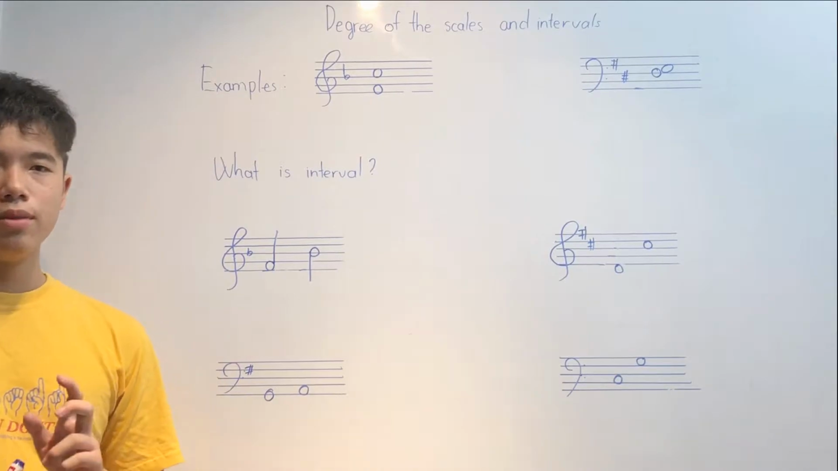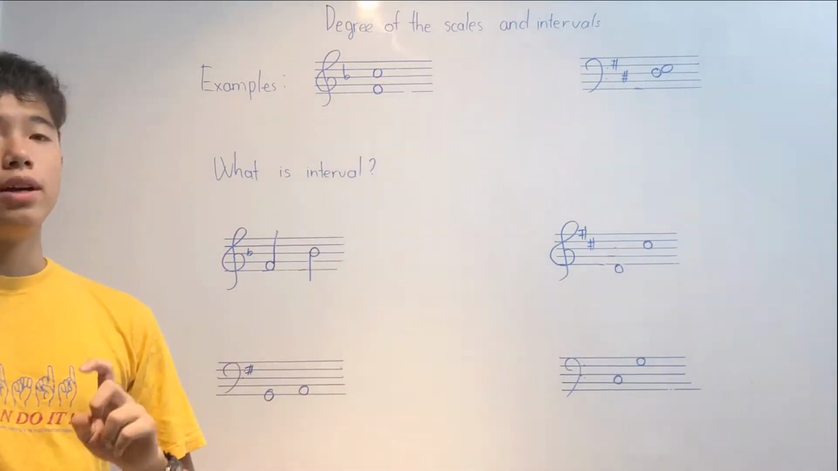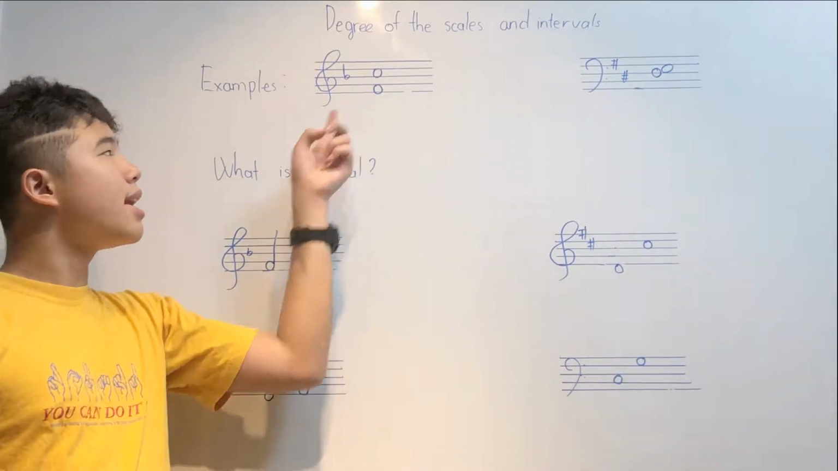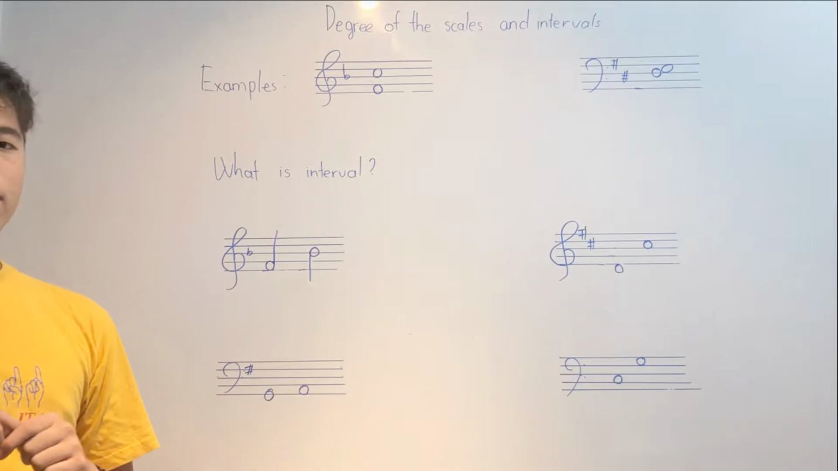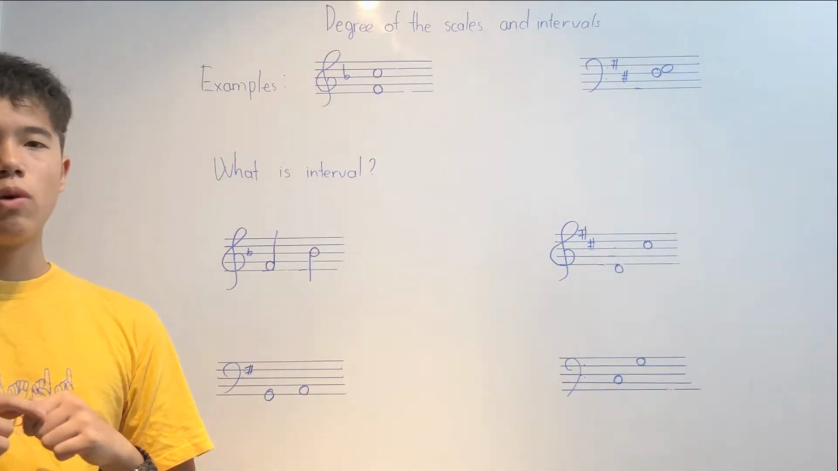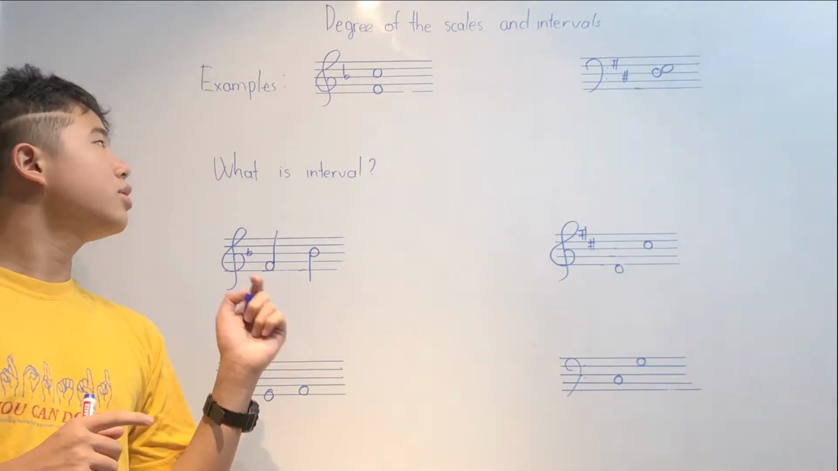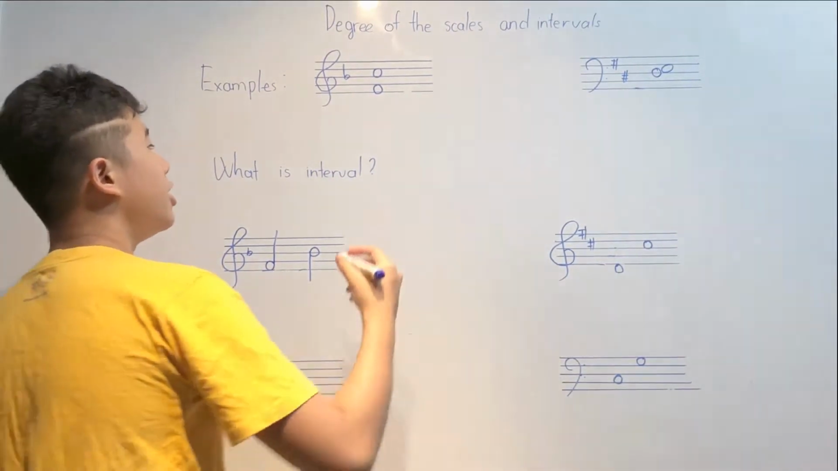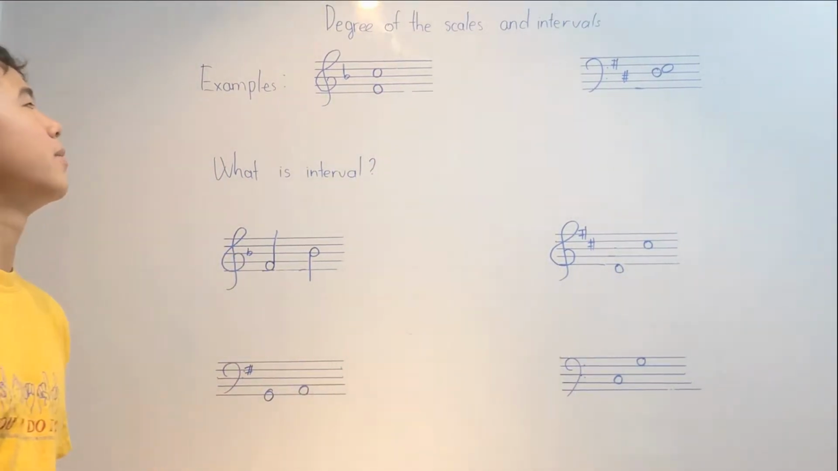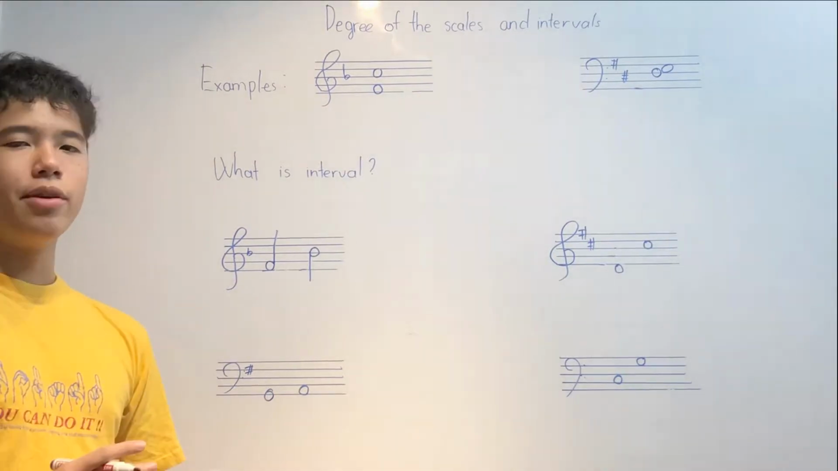The first thing you need to do is look at the clef, and then look at the key signature and recognize what scale it is. This one is B flat, so the scale is F major. Starting from F, F is the key note.